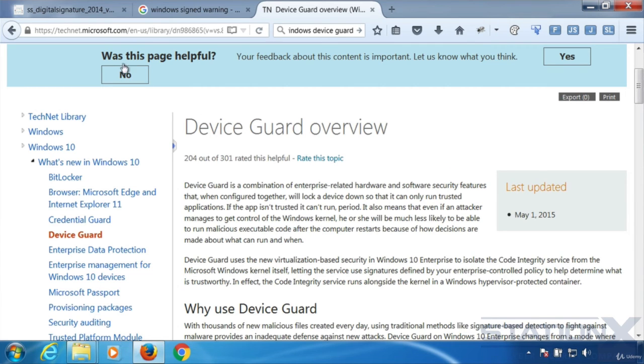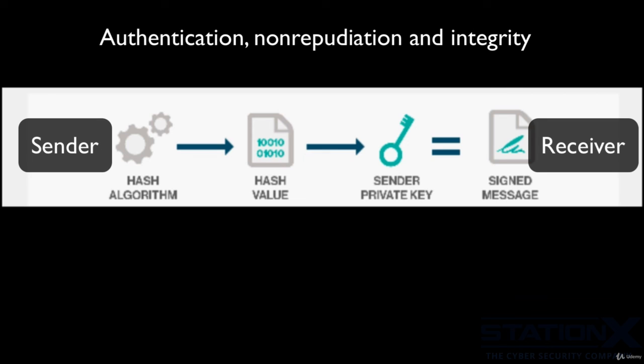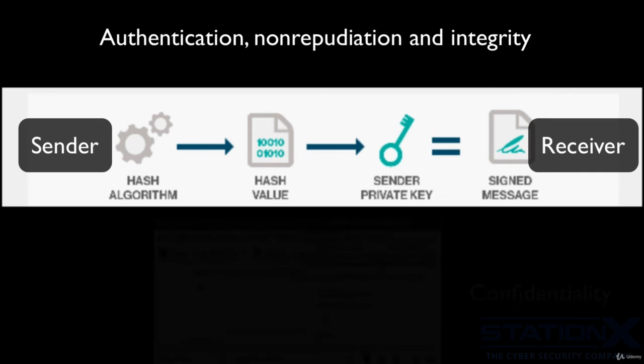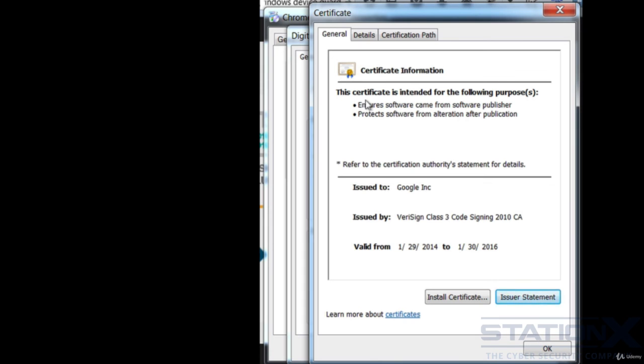So let's go through this just one more time, because I think it can be sometimes a little bit tricky. A hash value that has been encrypted with the sender or issuer's private key, that is a digital signature. It provides authentication, non-repudiation, and integrity. And if you encrypt something and also provide a digital signature, then you're also going to get confidentiality along with authentication, non-repudiation, and integrity. Digital signatures ensure that the software or whatever it is that you've got came from that person or that publisher, and it protects that software or that message from alteration after it has been published or sent.